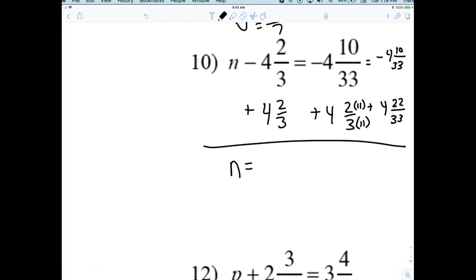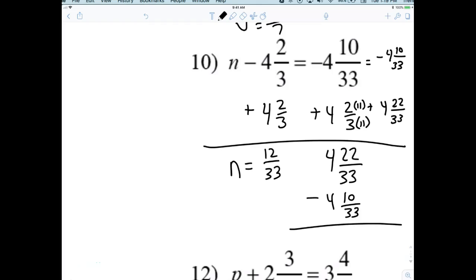Now what I'm going to do is reverse the order: 4 22/33 minus 4 10/33, which is now pretty easy to see. 22 minus 10 is what? 12 over 33. And again, we already said the answer is positive. You good? Good girl.